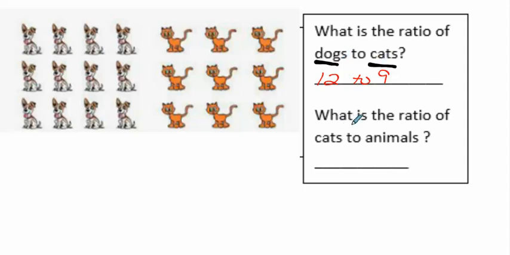Then when I look here, what is the ratio of cats to animals? Animals means all of them. So my cats were 3, 6, 9 cats, to animals, which is everything. So I know there were 12 dogs and 9 cats. So altogether, there's 21. Okay.